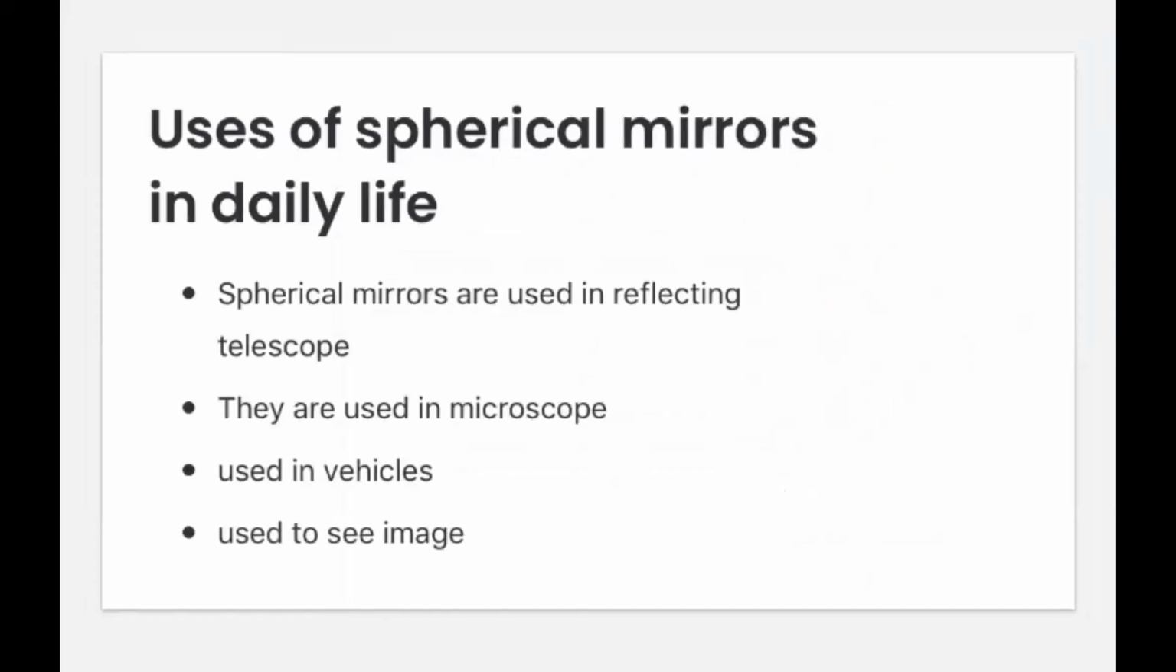One may ask the question, what are the uses of spherical mirrors in daily life? Spherical mirrors are used in reflecting telescopes. They are used in microscopes also. They are used in vehicles and they are used to see images. We will now see each and every particular use in detail.